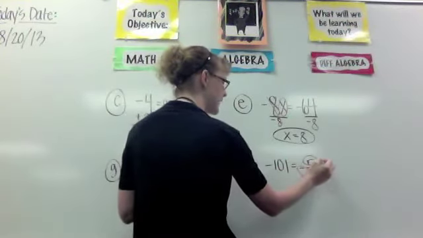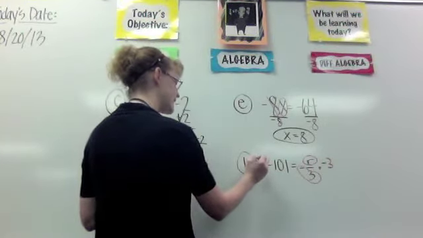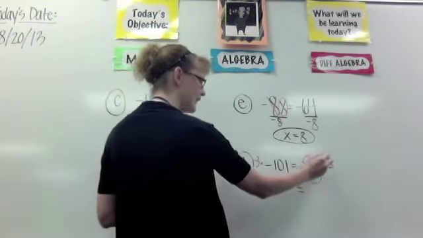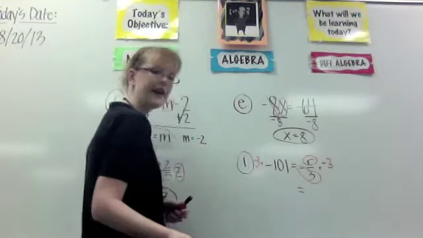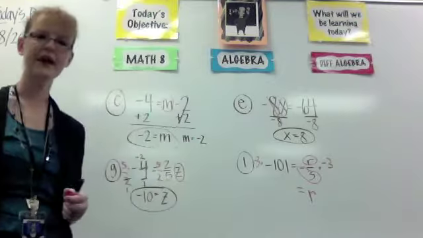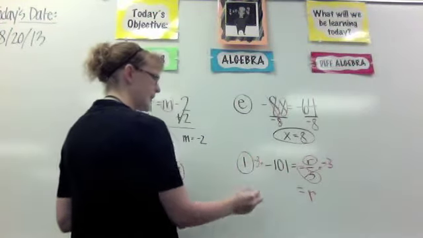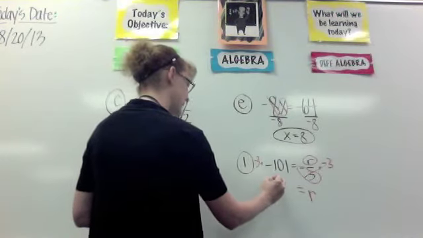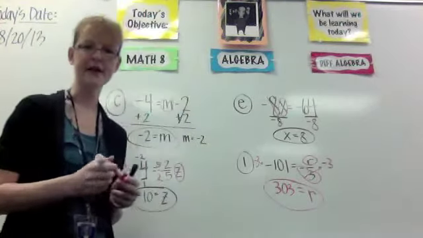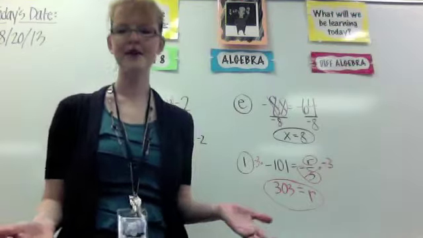When we show our multiplication, we're going to want to show it in the numerator so that we can see that it's canceling out. So if I look at this right here, I have -3 over -3. Well, -3 over -3 is 1. So I just get r on the right side. That will cancel out. And then over here, -3 times -101 becomes a positive 303.